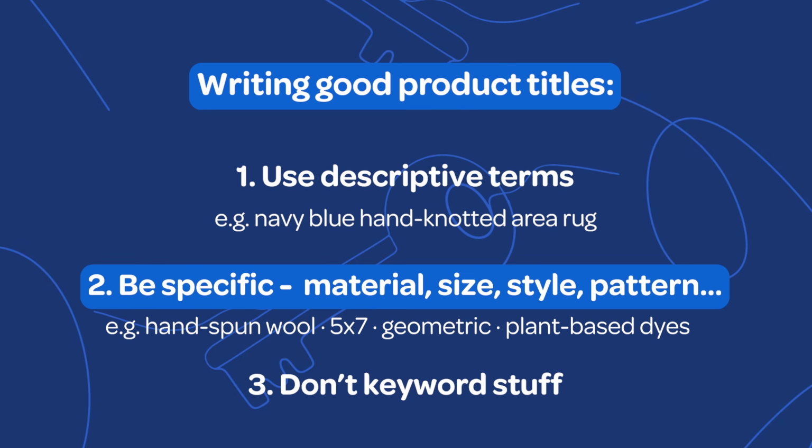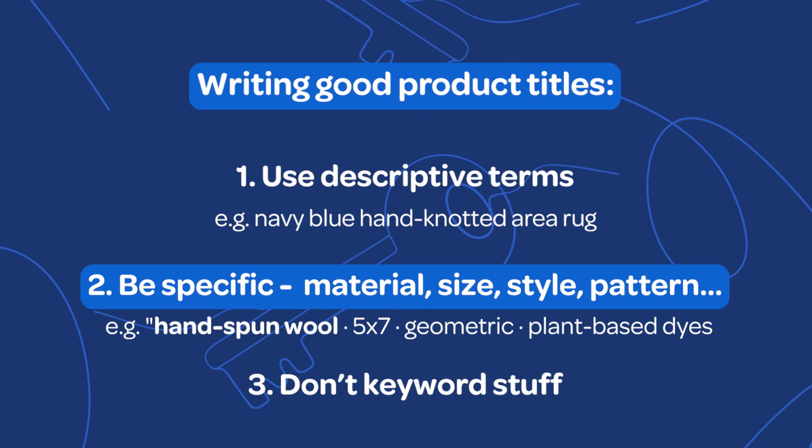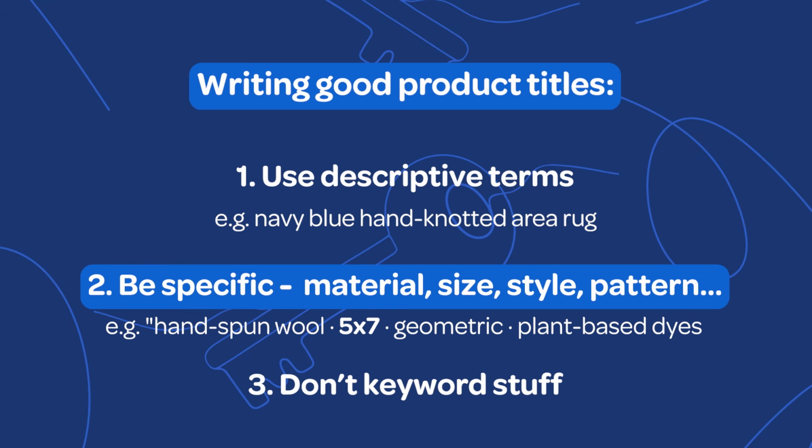With the rug example, that could be the material like hand-spun wool or natural cotton. It could be the weave style like hand-knitted or flat woven. It could be the size like 5x7 or 8x10. Or the pattern, like geometric or floral, and even the dye method, like plant-based natural dyes. You see how these keywords are search terms that shoppers might use. Therefore, you want Google to consider your product highly relevant to them.